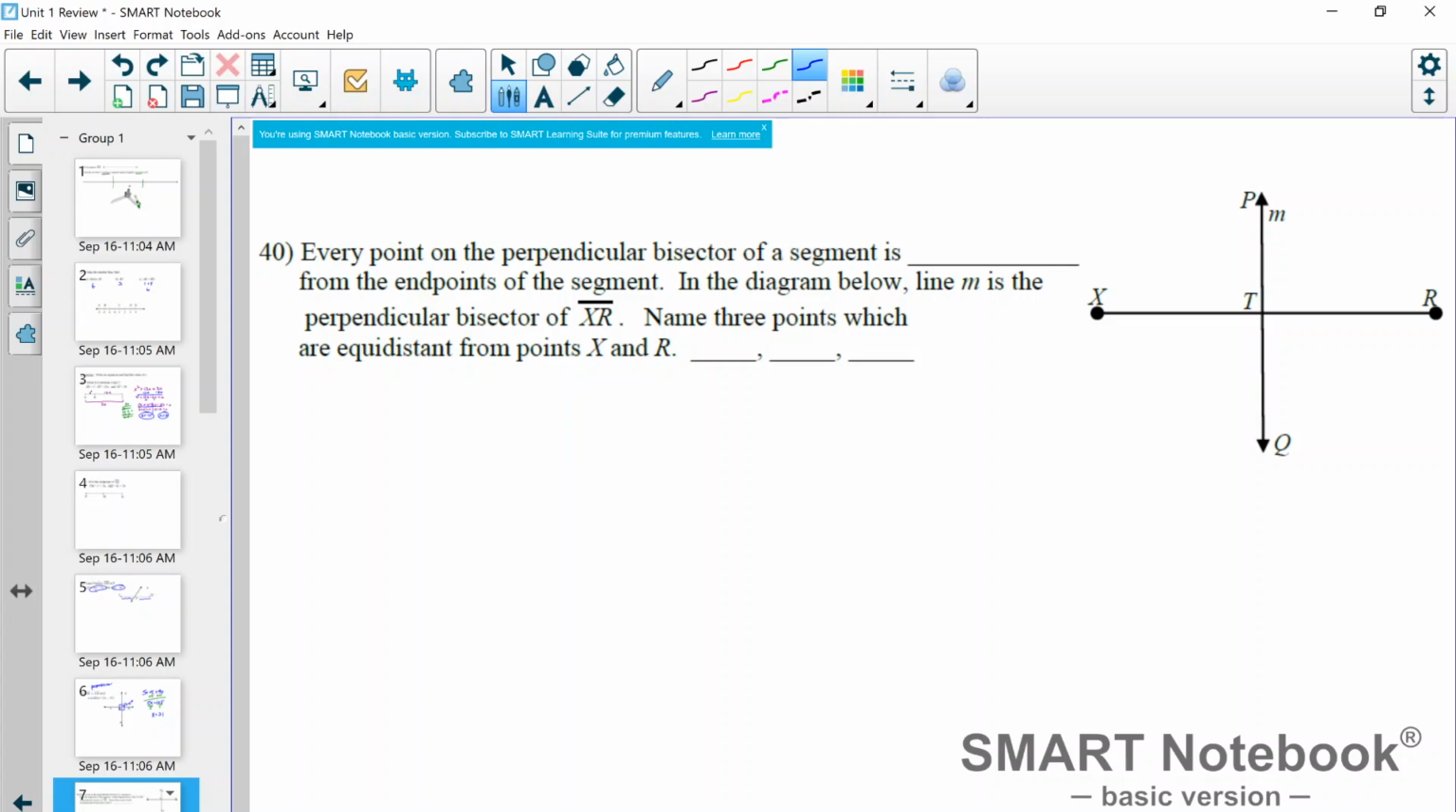So 3 points equidistant from X to R. Well, obviously point T is here in the middle, and then P is up here, and Q is down there. So they're all going to be equidistant. If I were to measure from X to Q, it's going to be the same as Q to R. If I were to measure from X to T, it's going to be the same from R to T. And same with X to P and R to P. It's going to be the same distance if I were to take a ruler and measure the distance.